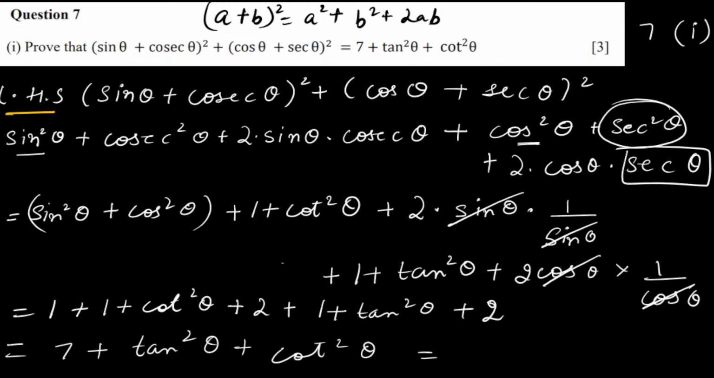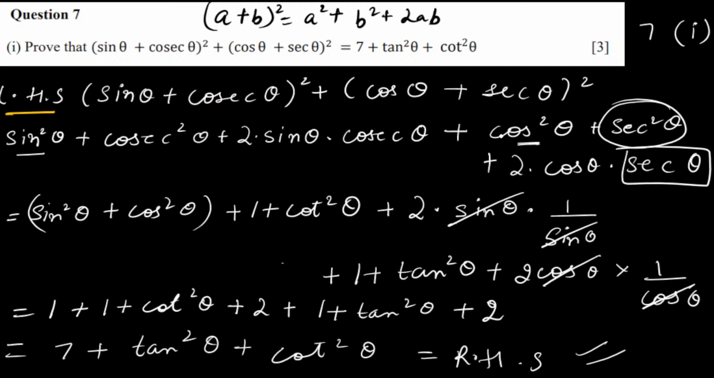Yes. So which is equals to our right hand side also. So this is what we had to do. The question was very simple. We use here, first of all, algebraic identity, we use a plus b whole square. After that, square relations we used. We use all the three square relations.